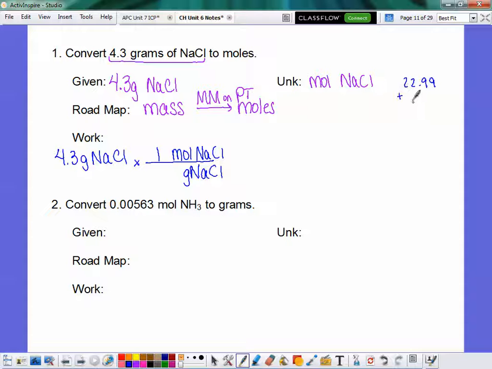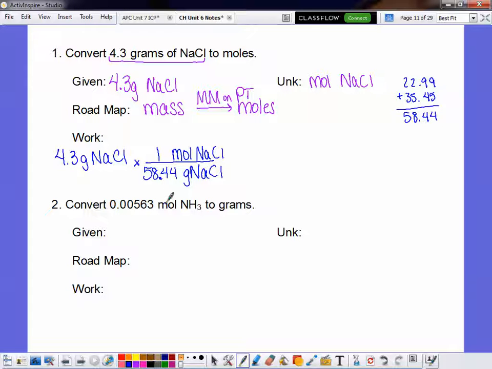22.99. And chlorine's mass on the periodic table is 35.45. So when you add them up, what do you get? $58.44. Remember, you have a calculator. It's great that you can do it in your head, but for the test, definitely use a calculator. You don't want to get points off for making a simple math error. It's happened. It's definitely happened. So yeah, 58.44 is what goes here.